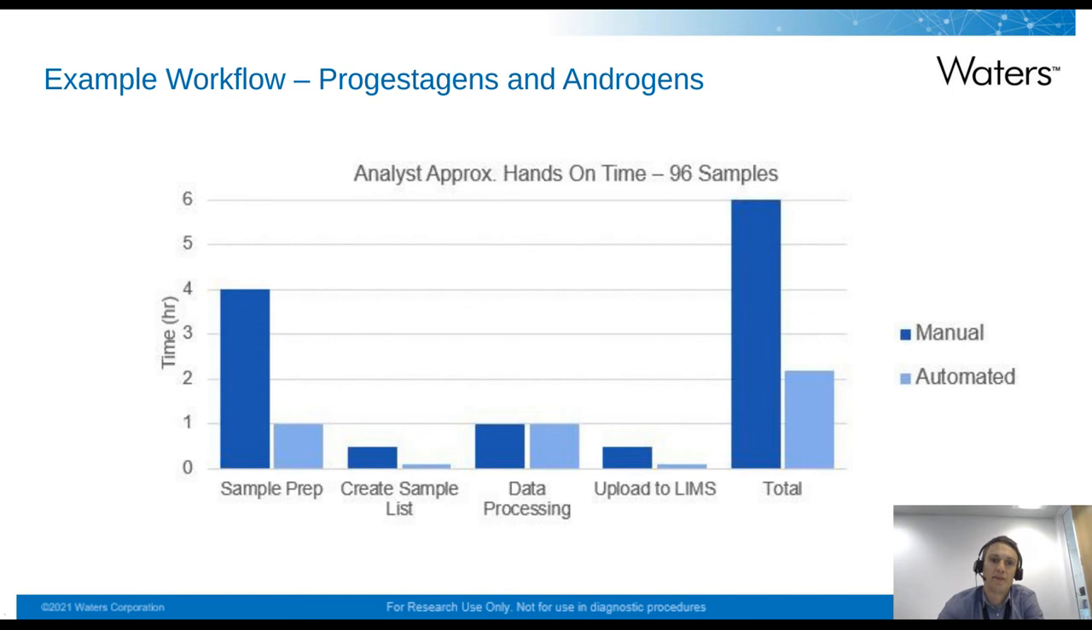The approximate hands-on time for the analyst in this steroid workflow to process 96 samples manually would take around 6 hours to complete, but utilizing the described automation workflow solution would only take approximately 2 hours of hands-on analyst time to complete, allowing for other tasks to be performed, such as the very important coffee breaks or even lunch.